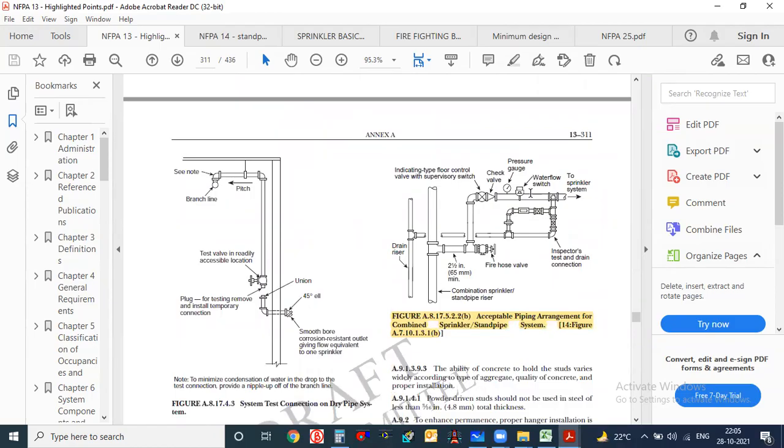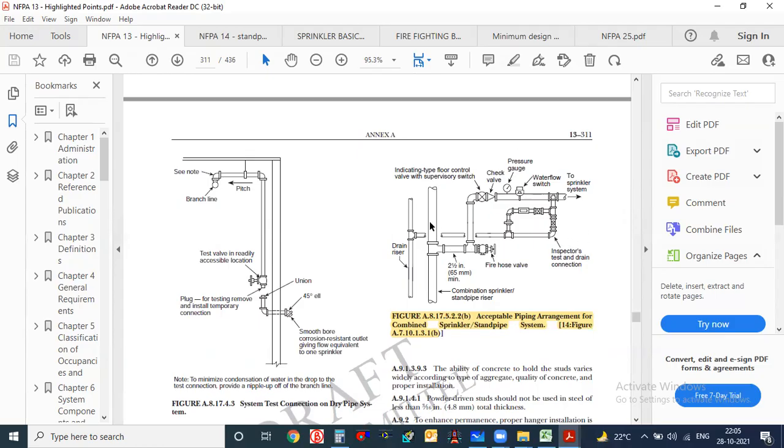Now, whenever we are going for it, how we have to supply water to the different floors. Here they have given one arrangement for a combined sprinkler and standpipe system. So just remember this, because we will be explaining this later when we see the AutoCAD drawings. At that time you have to understand.